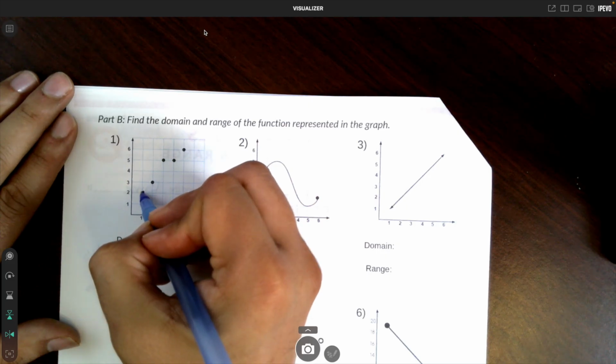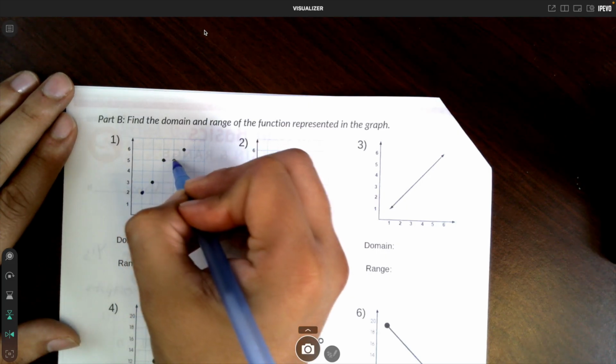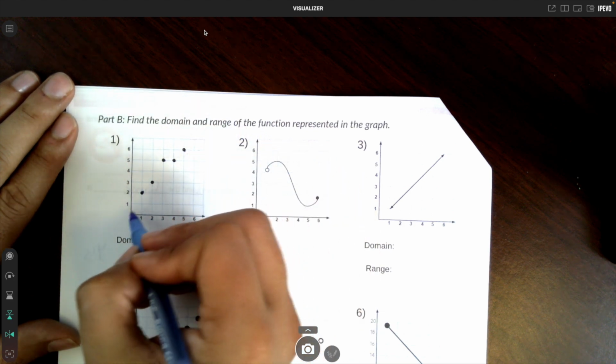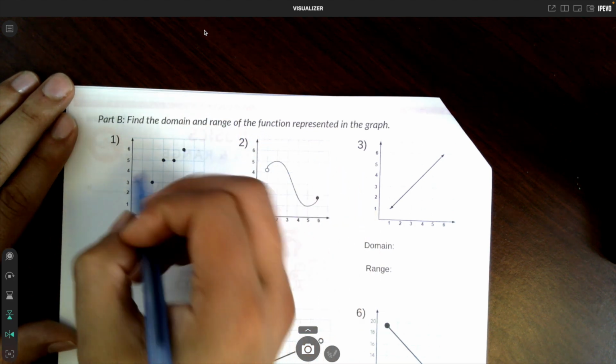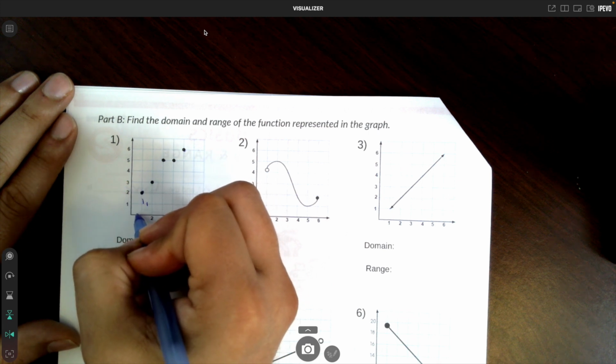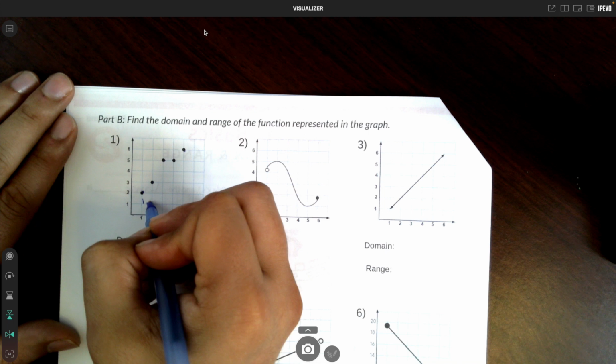In a graph, it's in the form of points. So we have this point, that point, this point, this point, this point. And remember, the first number is the x value. So this x value is 1, and then the y value is 2. So you go 1 over, up 2.